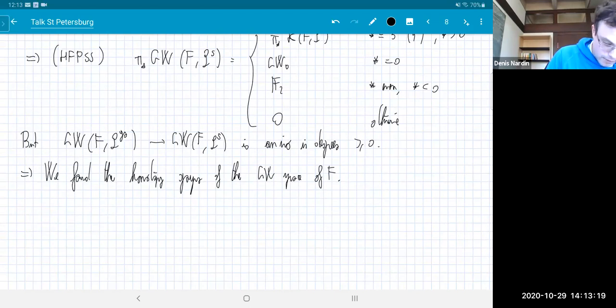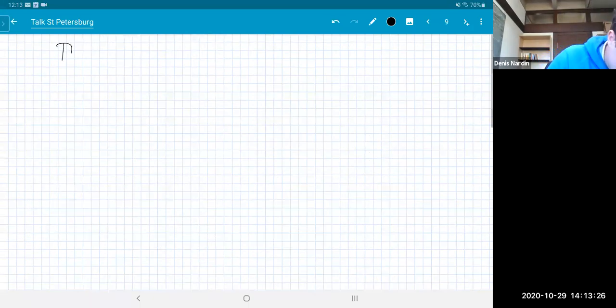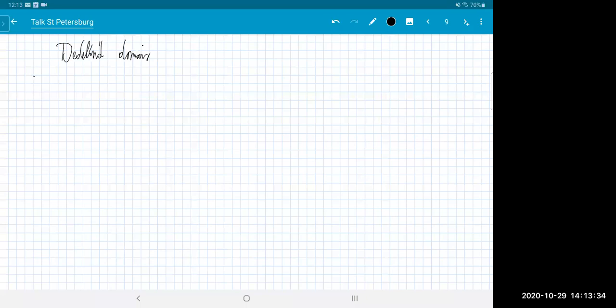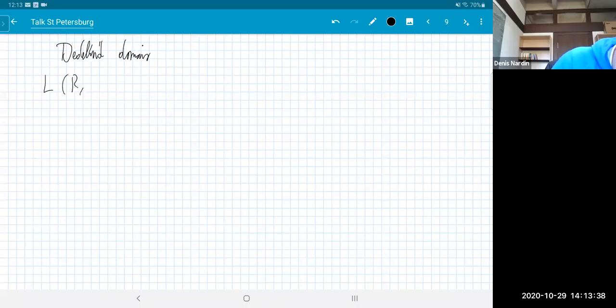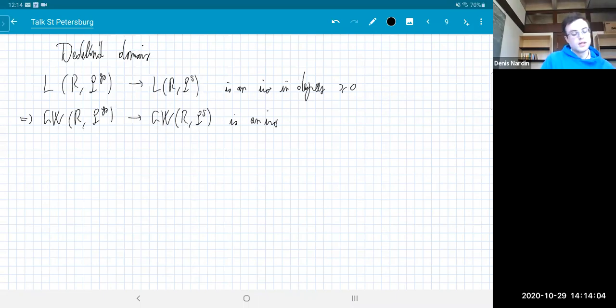Now I have, I think, 15 minutes left. So let me quickly go to Dedekind domains, since it's what I promised. And again, here you see that L(R, Q^gs) to L(R, Q^s) is an iso in degrees greater or equal than zero by the bounds I put before. So the map on GW is also an iso. So here we are in a Dedekind domain of dimension one.